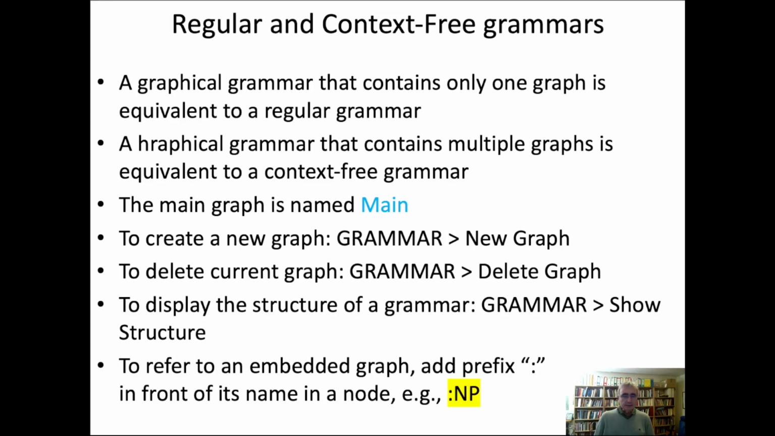In order to add a new graph to a grammar, you can click the menu item Grammar, New Graph, and then you can add several graphs to a grammar. If you want to delete the current graph, you can do so with Grammar, Delete Graph. Now, if you have many graphs in a grammar, as you can see only one graph at a time, you can display the structure of the grammar with the menu item Grammar, Show Structure.